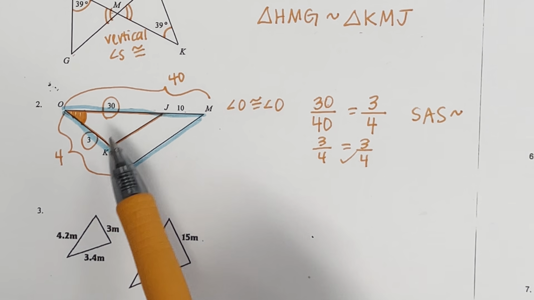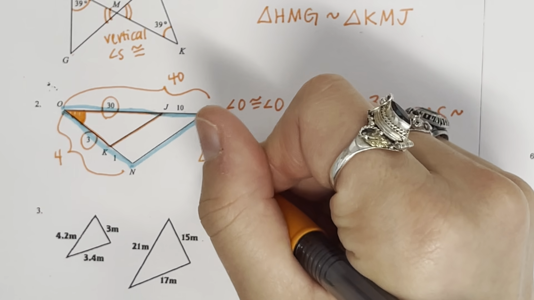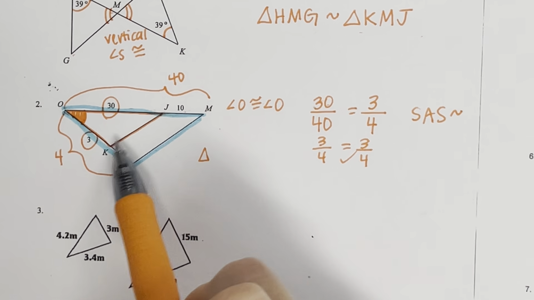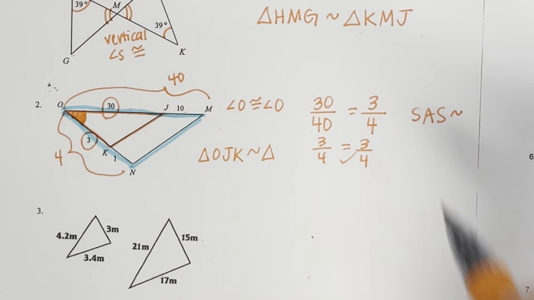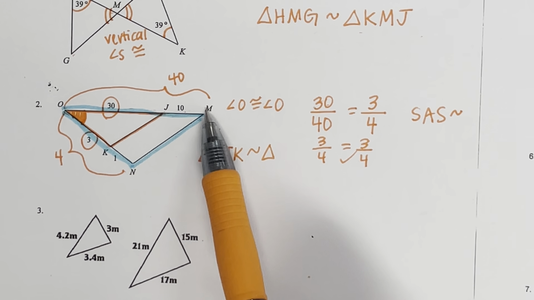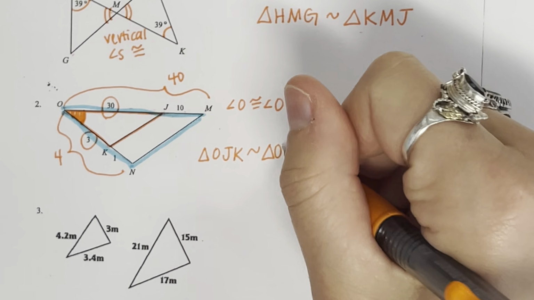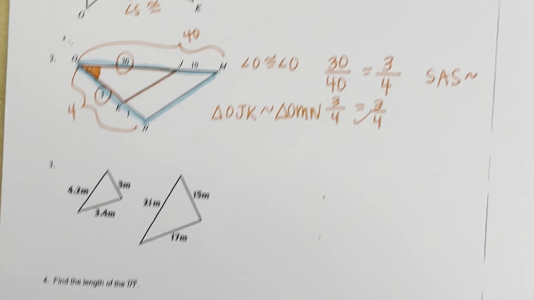So again, I'm going to name my triangles, and I'm going to name the first one as triangle OJK is similar to triangle, again, and now I have to do the blue one in the same order, so OMN. And there's my similarity statement.